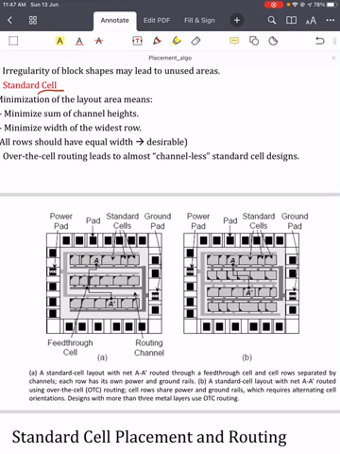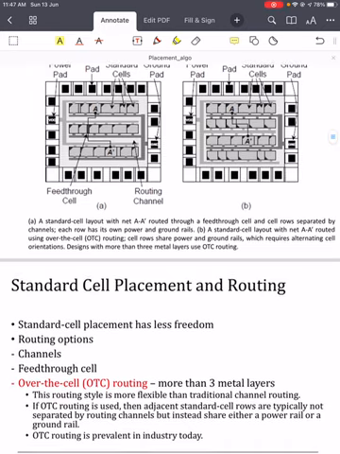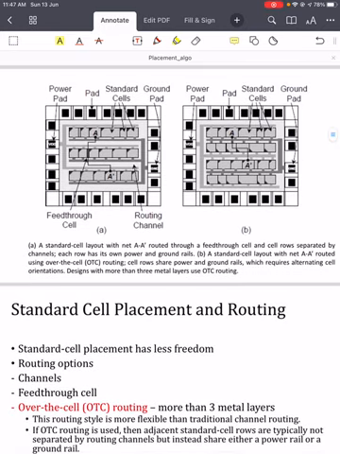Now what are the options for routing in standard cell based design? In standard cell based designs, the rows are separated by horizontal routing channels. Channels mean the space between the cell rows. Cells within the same row or cells from two facing, that is adjacent, rows can be interconnected by running wires through the adjacent channel.